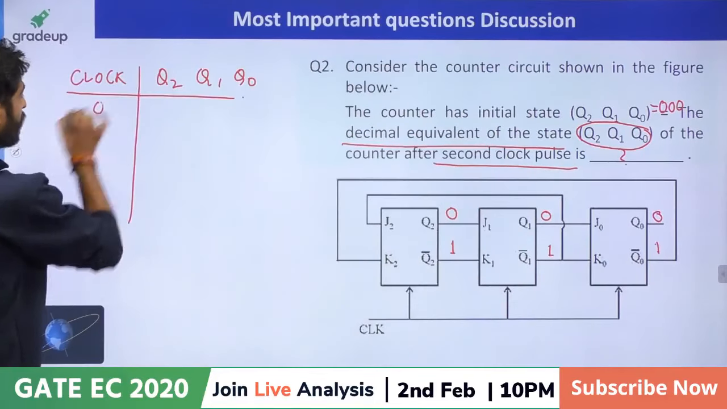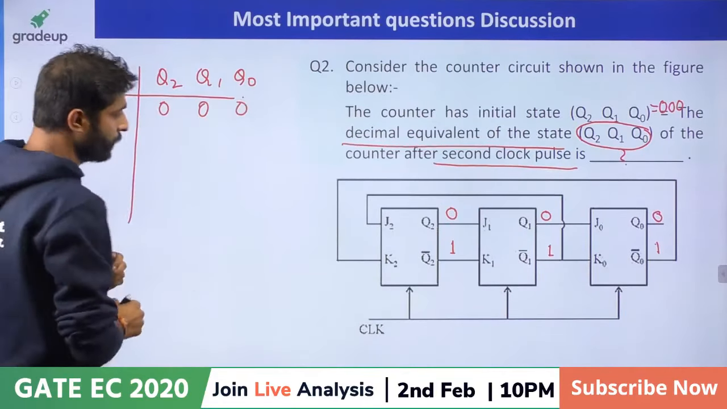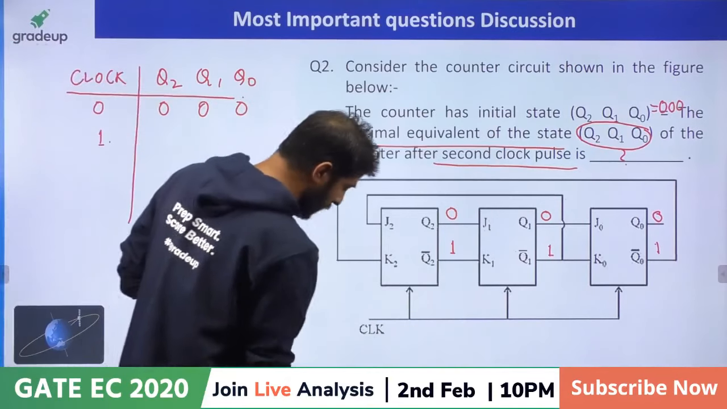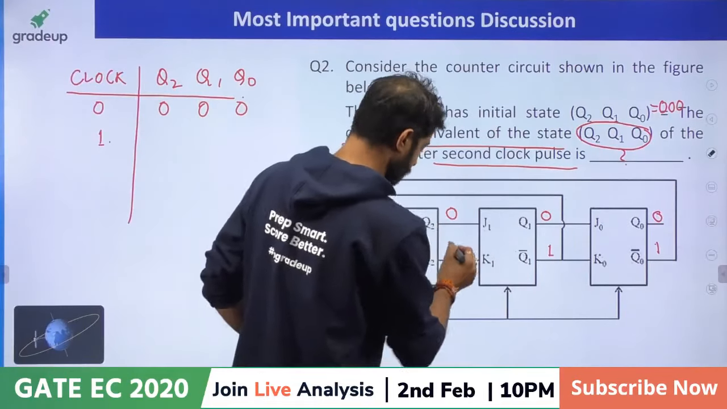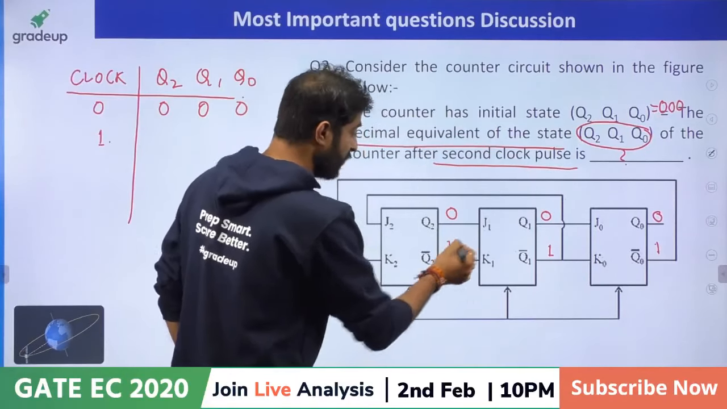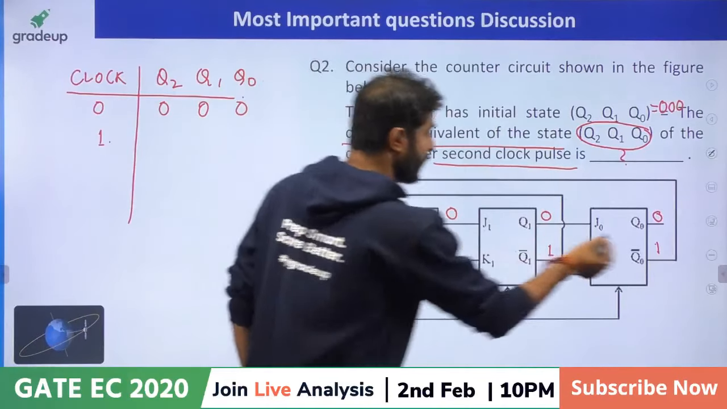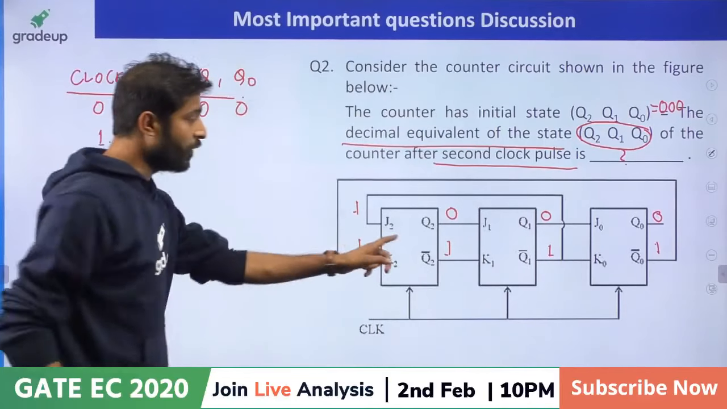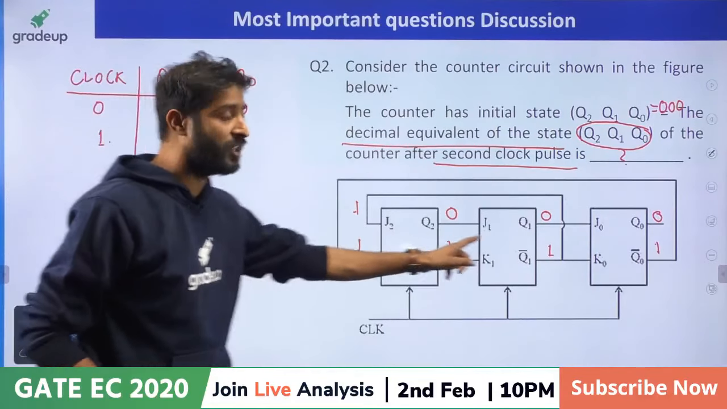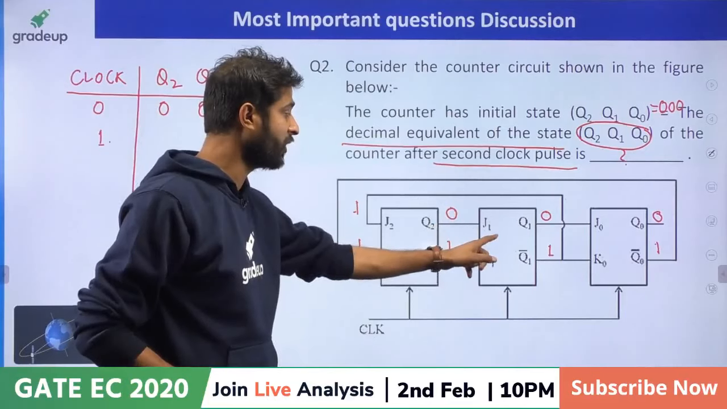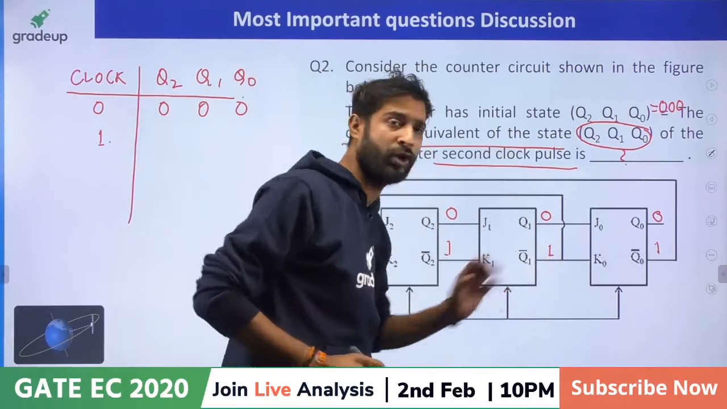So, my dear friend, when the clock is not applied, the value is what? 0, 0. Now, for the first clock, just remember one thing. For the first clock, in this counter, the answer is 1, 1 is connected. In this counter, the input is 0, 1. In this flip-flop, 0, 1 is connected. In this flip-flop, 0 is connected.